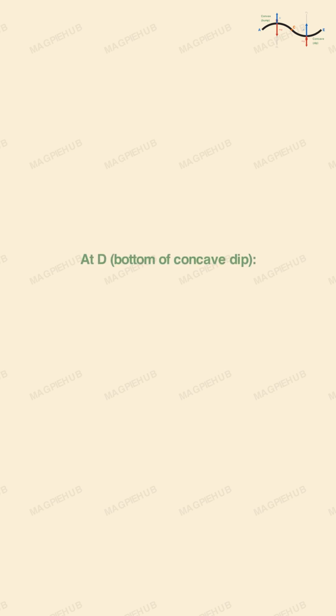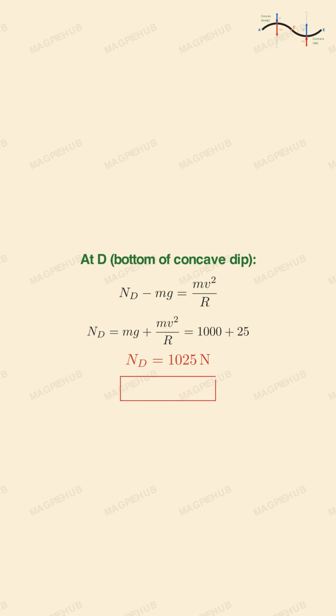At point D, the bottom of the concave dip, the road is again horizontal. Now the normal force acts upward and weight acts downward. N minus mg provides the centripetal force directed upward toward the center. So N at D equals mg plus mv squared over r, that is 1000 plus 25, giving us 1025 newtons.